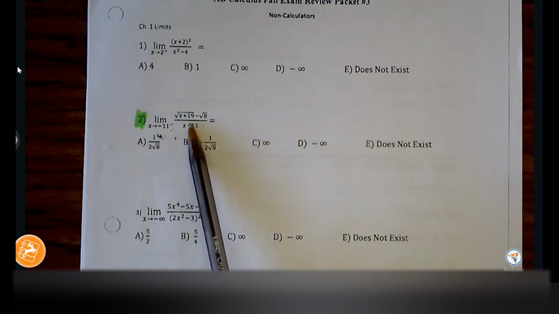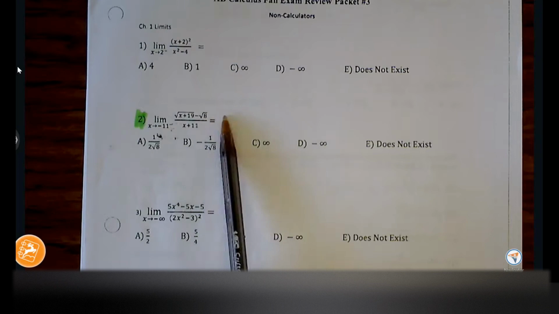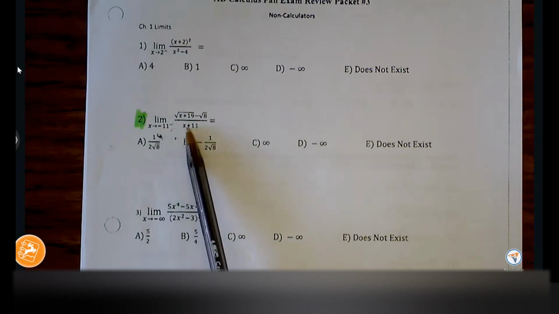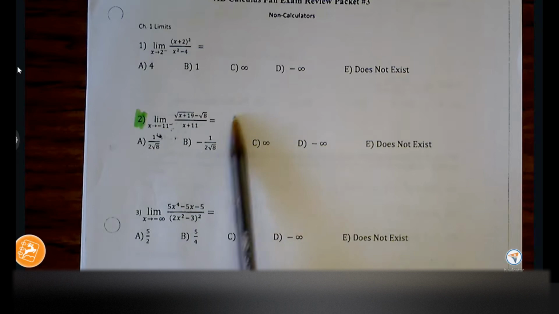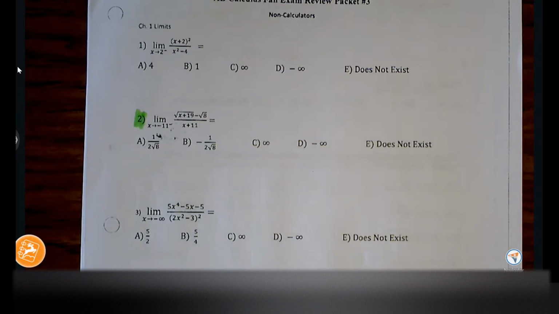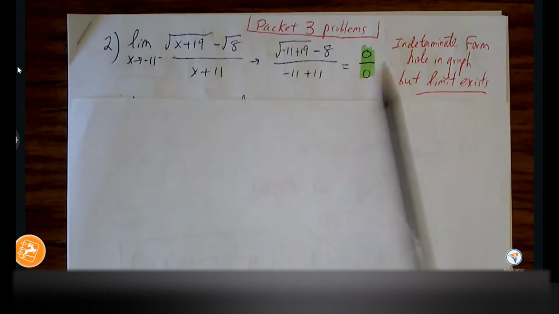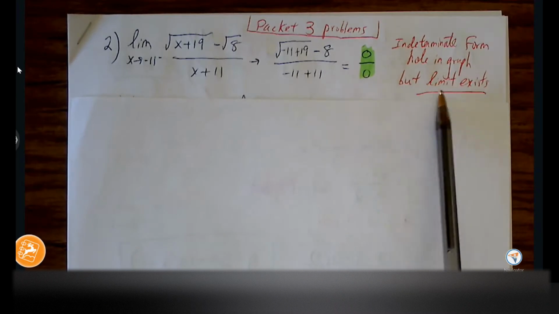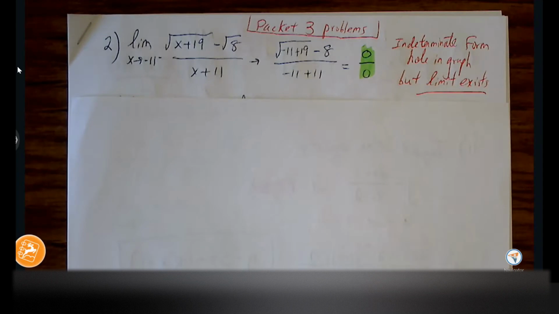Okay, so -11 plugs in for x. We get -11 plus 19, which is root 8. Root 8 minus root 8 is 0. With -11 in for x in the denominator, we get -11 plus 11, which is also 0. So 0 over 0. That tells us that we have an indeterminate form. And if we have an indeterminate form, we know there's a hole in the graph, but the limit exists. We don't know what that limit is yet, but we know that through our next set of efforts, we're going to be able to arrive at a real number answer. And that's our goal.